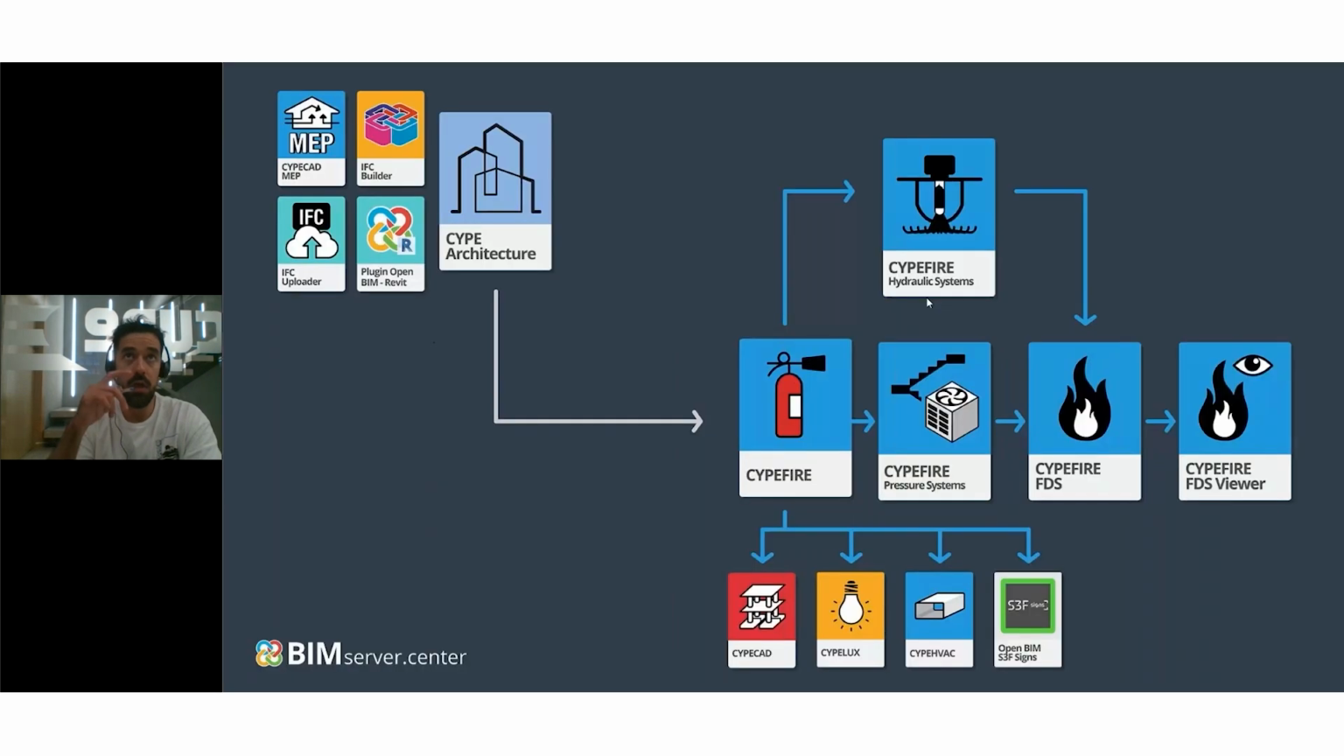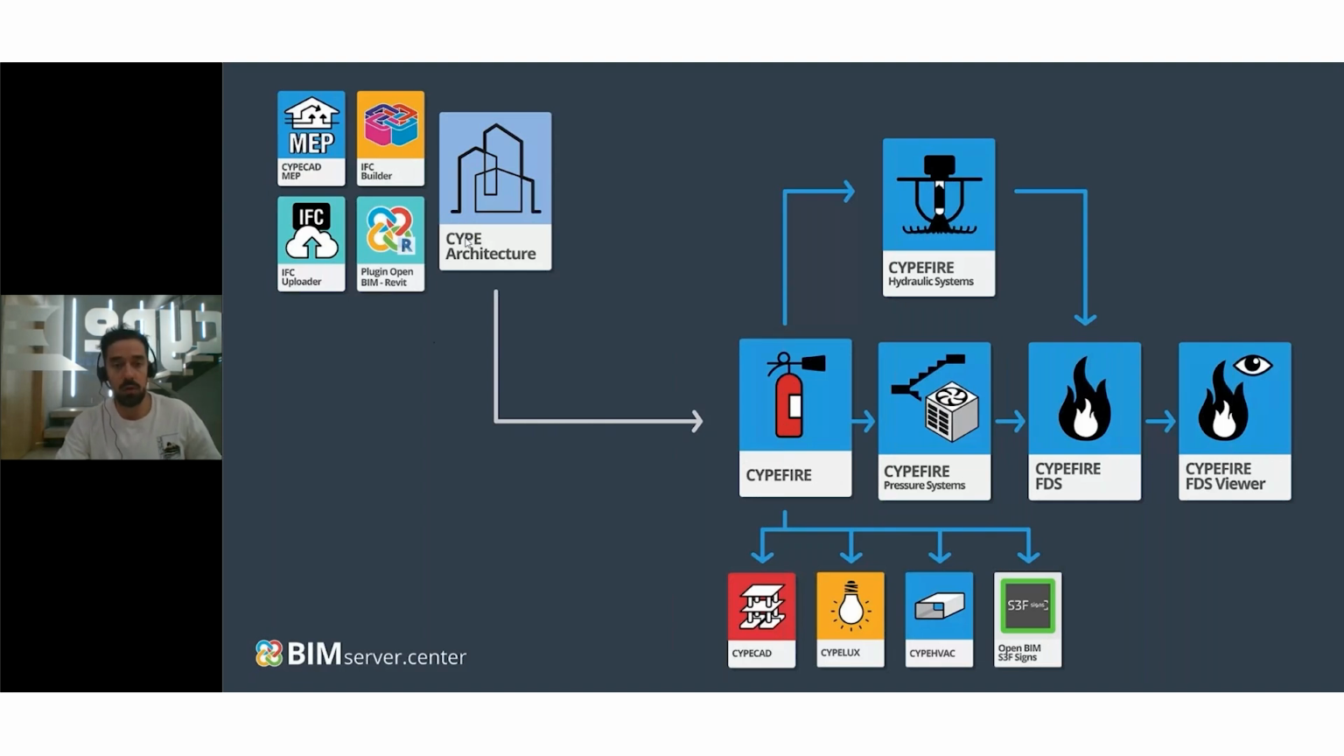Here you can see CYPEFIRE Hydraulic Systems. You can go directly to this app, but we also have the workflow of the fire suite, from the start to the end in Cype. I always recommend you start working with a BIM model, with the architectural design made. We have some apps for it. We have Cype Architecture and IFC Builder. Both are free tools and are really easy to use and to understand.